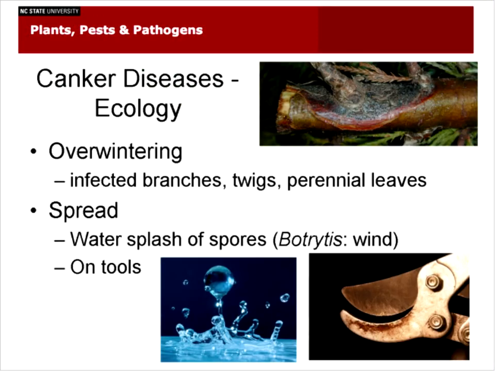Let me mention the ecology briefly of canker diseases in general. They'll have overwintered on infected branches and twigs, or even on leaves that can remain on the plants. Most of them are spread by water splash of spores, although in the case of botrytis, wind spread is going to be the method of greatest importance. And on tools, we also need to be thinking about the fact that we can be moving canker diseases. I talked about this last year in one of our sessions.